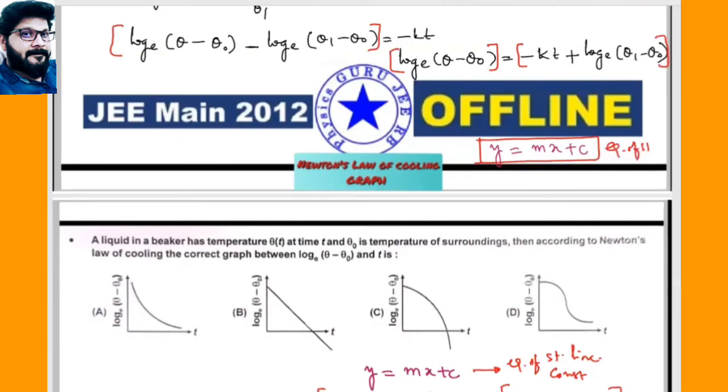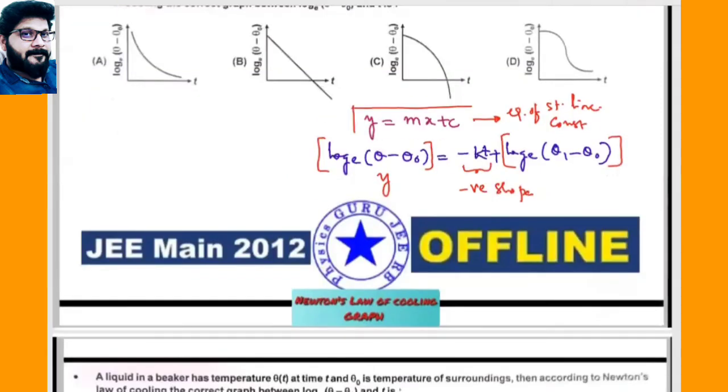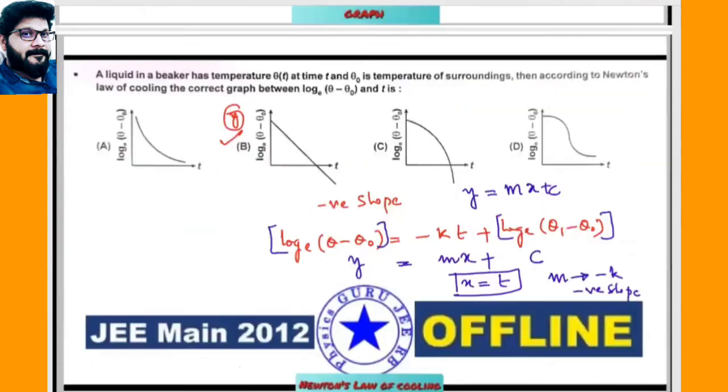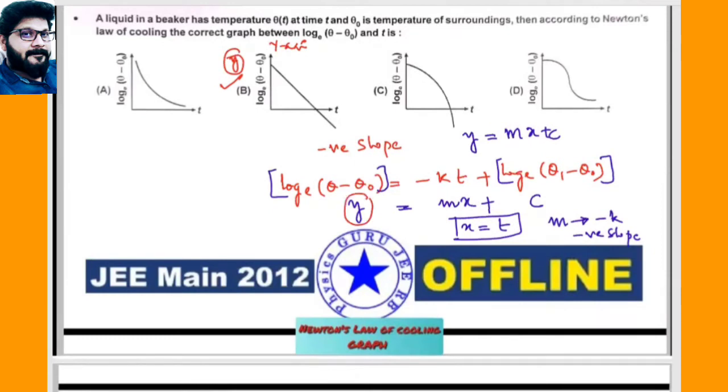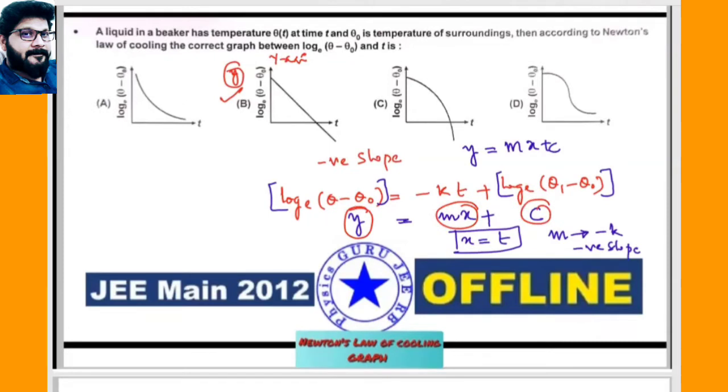Equation of a straight line, right? y is equal to mx plus c. So what is y? What is x? What is y that we are taking on the y-axis? We got it as log base e of theta minus theta naught. This is nothing but y, in y equals mx plus c. I hope this is clear to you all.